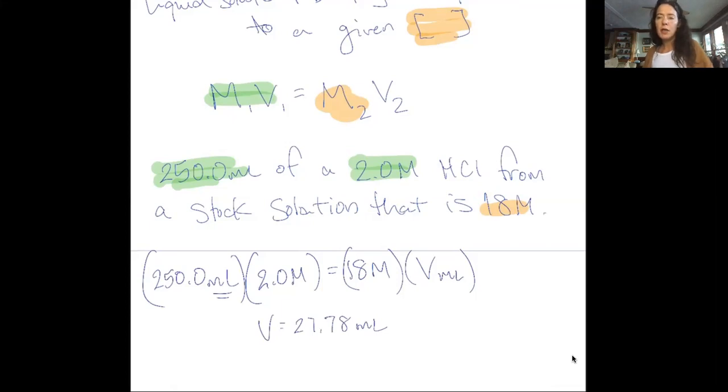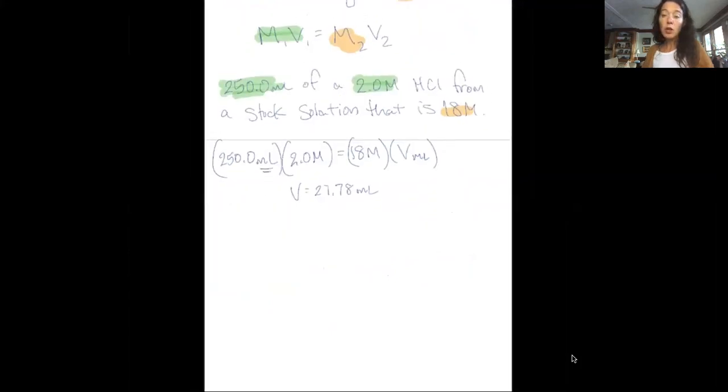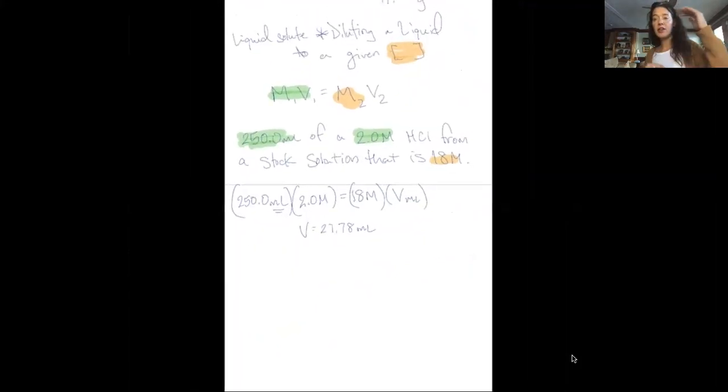Now, how are you going to make the solution? And you will be asked this question. Likely you'll be given a list of materials, and it's a problem like this, and you'll have to describe what materials you would use and how you would make this solution.